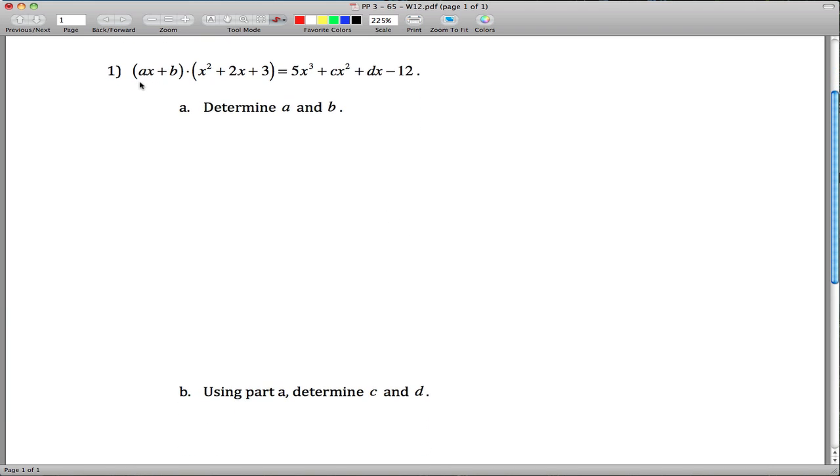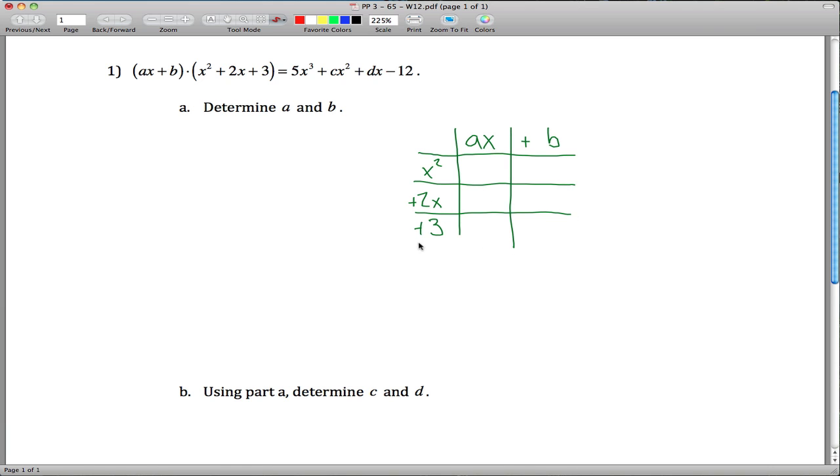Let's see, so what we're given is we're saying this polynomial here times this polynomial here equals this big mess. So we've got (ax + b) times (x squared + 2x + 3), and we know that is equal to 5x cubed + cx squared + dx - 12. Okay, so we want to first figure out what a and b are. We want to figure out what goes here and what goes here.